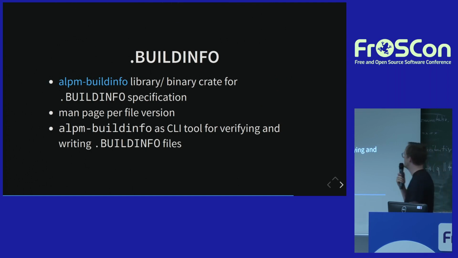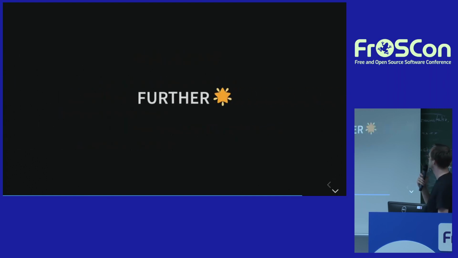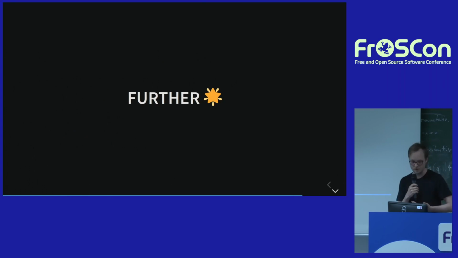So next up, I started working on ALPM build info, which is, as you might have guessed from the name, for writing a build info specification. This currently lives in a man page per file version. Currently, I've only implemented the first version of the file, and there will be a next one that is based on that, basically. And it comes with a command line tool to verify and write these build info files, which is kind of neat, and brings me also to the further things that we might do in the future.